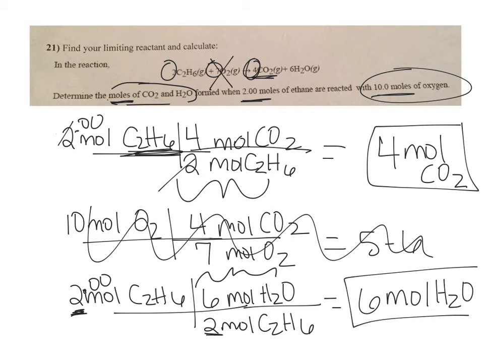So really, this is a super simple problem. You will obviously have a lot more difficult than this, but this was just to remind you how to find your limiting reactant. Now, on that note, I'm going to also show you the shortcut that I had taught last year. That shortcut is you look at what you have, right? So if I have 2.00 moles of ethane, okay, and 10.0 moles of oxygen.